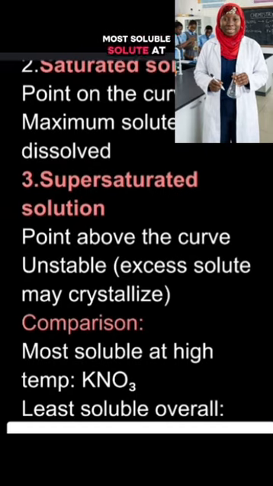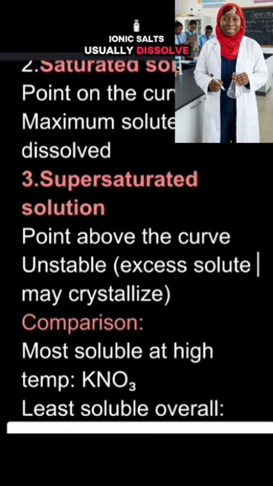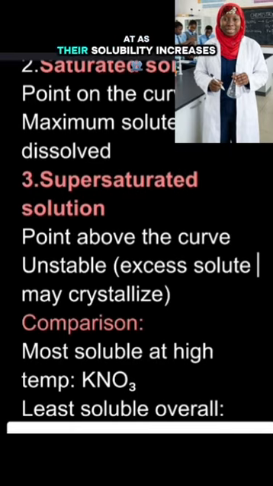Comparison. The most soluble at high temperature are potassium nitrate, potassium chloride, and lead(II) nitrate. These are salts formed by electrovalent bonds. We call them ionic salts. Ionic salts usually dissolve such that their solubility increases as the temperature also increases.